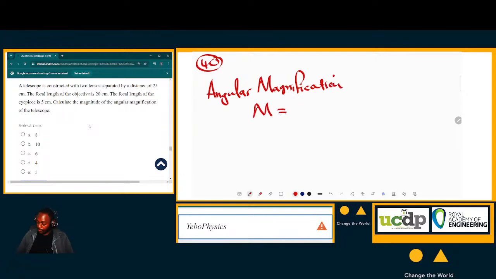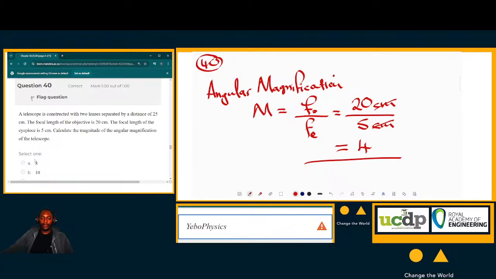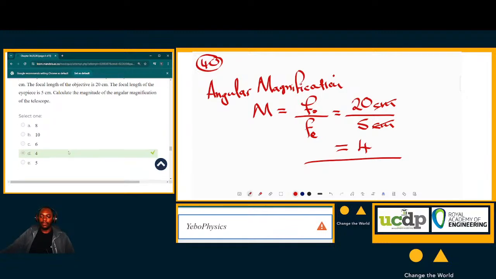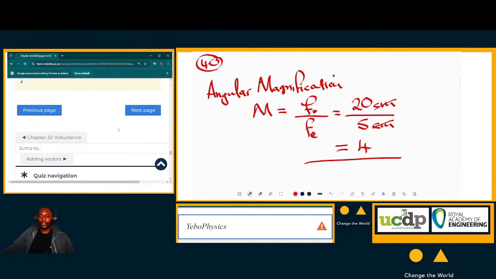It's equal to the focal length of the objective lens over the focal length of the eyepiece. The focal length of the objective is 20 centimeters over the focal length of the eyepiece, which is 5 centimeters. Because it's magnification, there are no units. So that's 4. Remember your equation: the focal length of the objective lens over the focal length of the eyepiece, and then you do that simple computation.